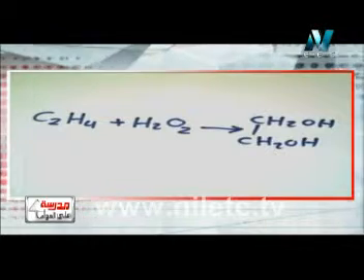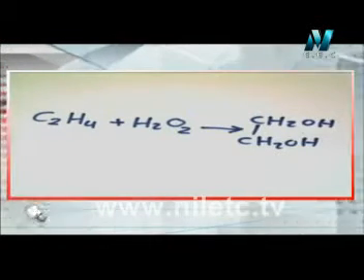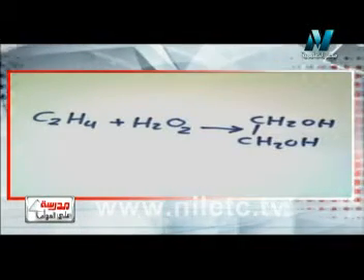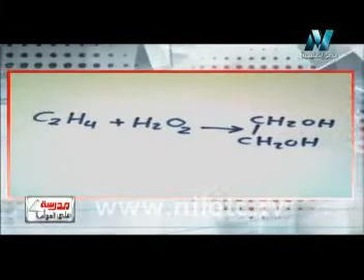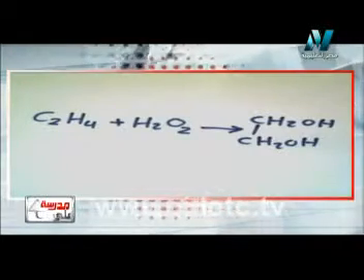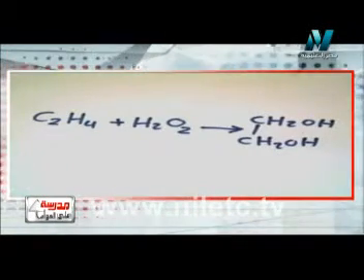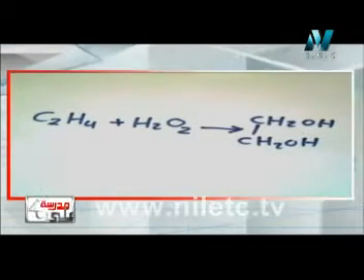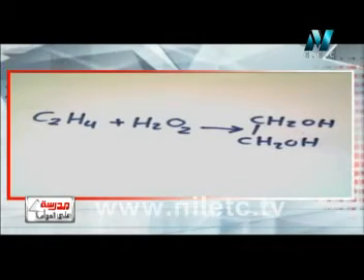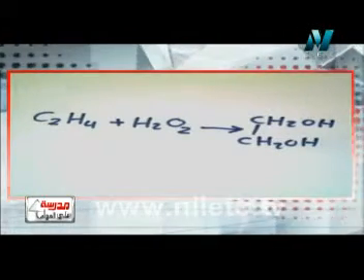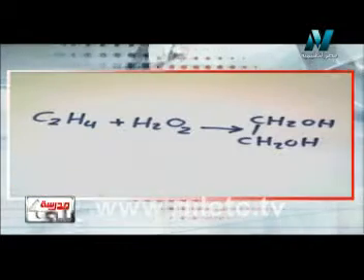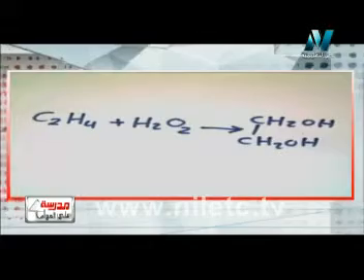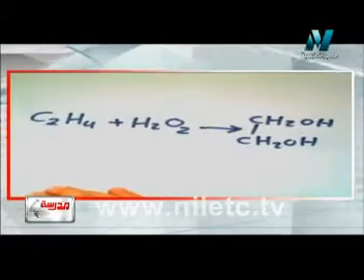Sometimes they ask how to convert monohydric alcohol, ethanol, to dihydric alcohol, ethylene glycol. We know that we can get ethene from ethanol by using sulfuric acid at 180 degrees, as we explained now. So we convert C2H5OH into C2H4, then we oxidize C2H4 by using Baeyer's reagent or H2O2 to convert monohydric alcohol to dihydric alcohol.